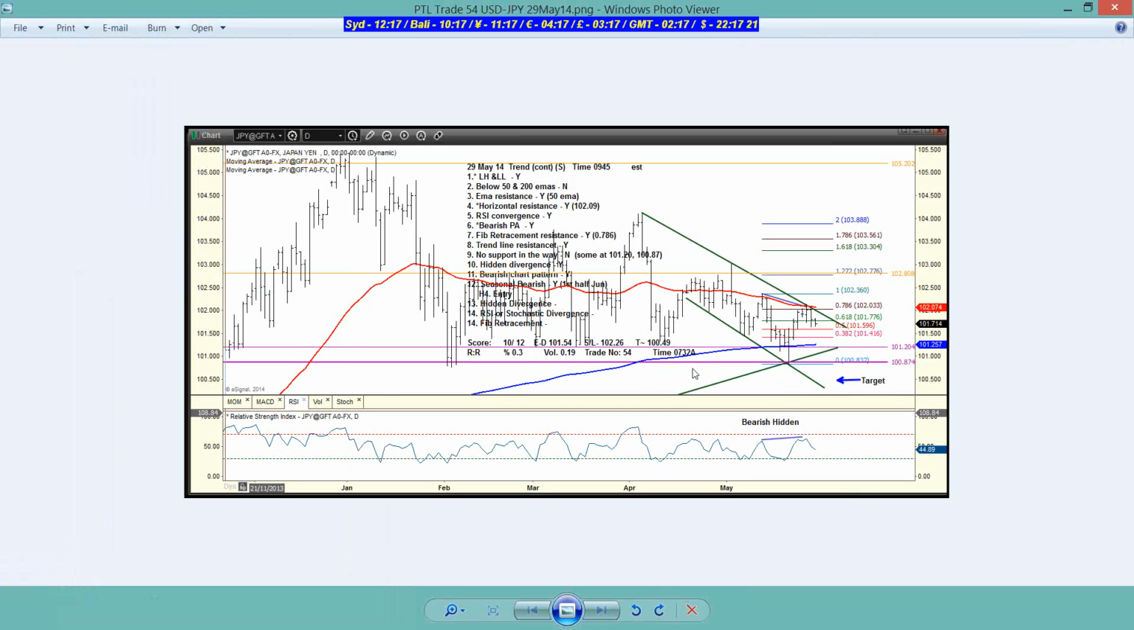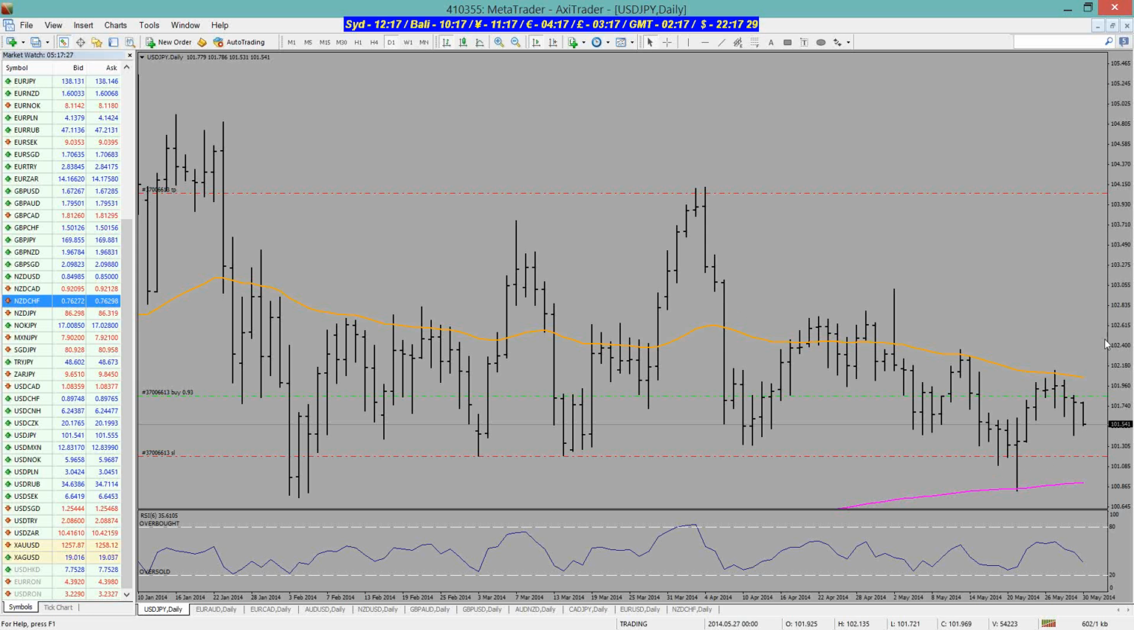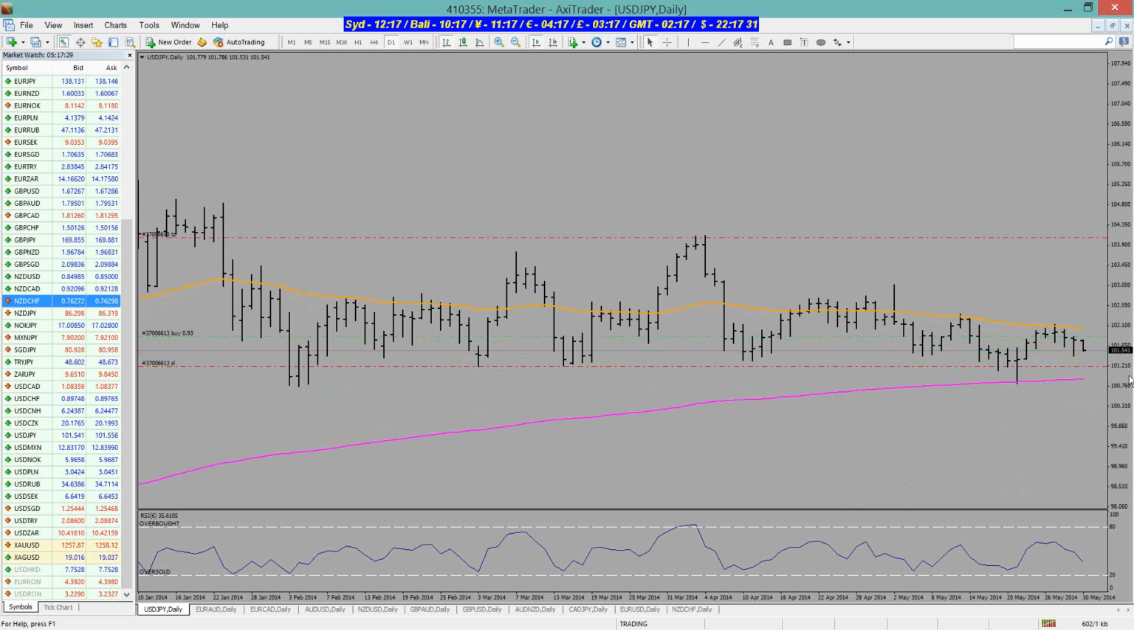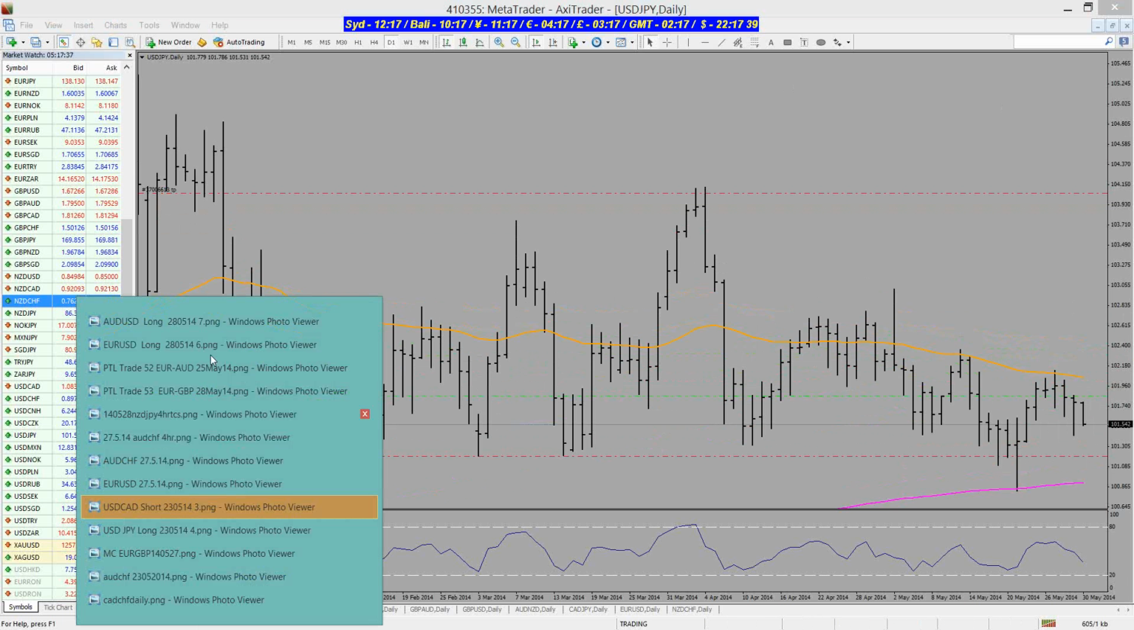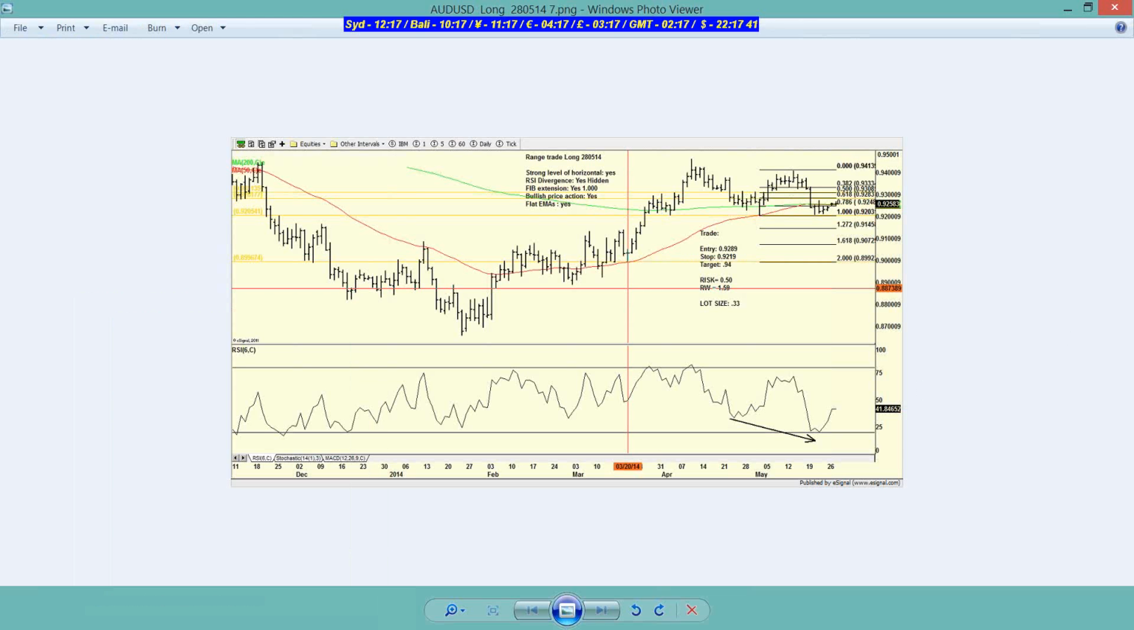Look, if it does get through that support, I think your target's going to be taken out. If it gets through here, you're probably looking at 100, the nice round number. So that's 150 pips away. Okay, Aussie dollar long.